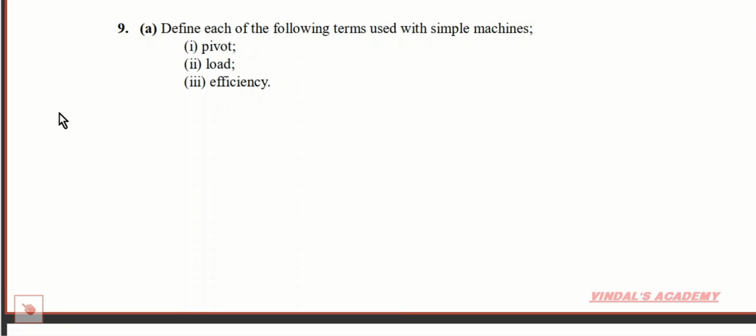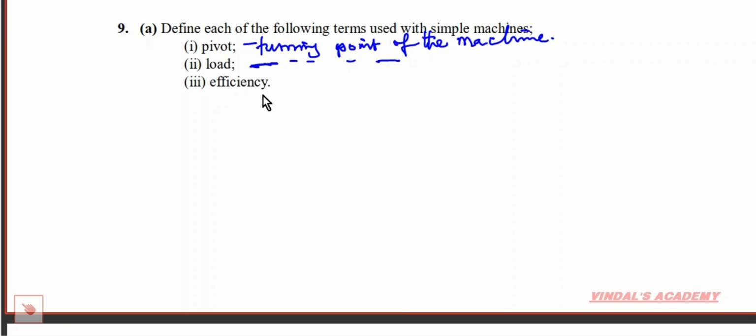what is pivot. This particular one, pivot, is the turning point of the machine. Please, I will not want to be writing all these words, very boring. Load is the force overcome by the machine. This is the work put into the machine, or the load that the machine is overcoming. So please write it there.